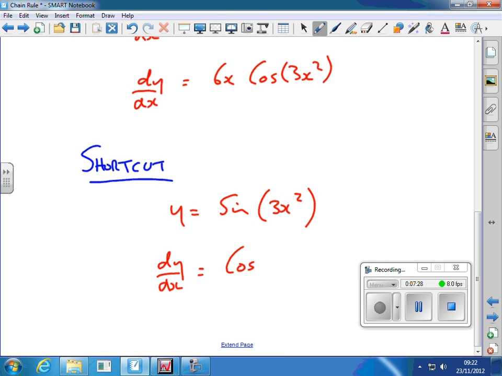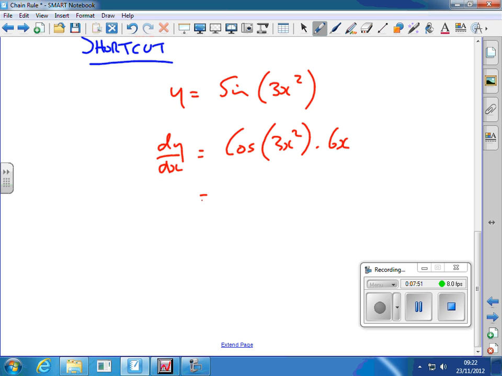But this time my x is not x, it's 3x squared. And then all I do is multiply that by the differential of what's inside the bracket, what I ignored. What's the differential of 3x squared? 6x. Answer. Okay? So that's a shortcut, so you can almost do it in one line just by thinking about it, but only once you're happy with it. So then finally tidy up.